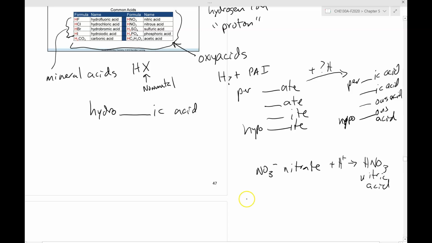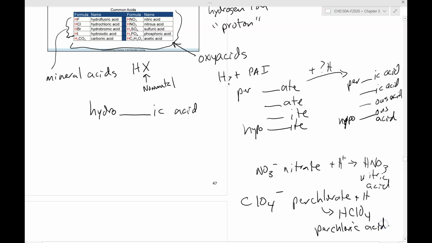If I have ClO4 minus, that's perchlorate. If I add a hydrogen to that, I'm going to get perchlorous acid. Oh, sorry, perchloric acid. If you come across either perchlorate or perchlorous acid, by the way, run quickly to the nearest phone and call the fire department and let them know you have it. Those things tend to be pretty explosive.